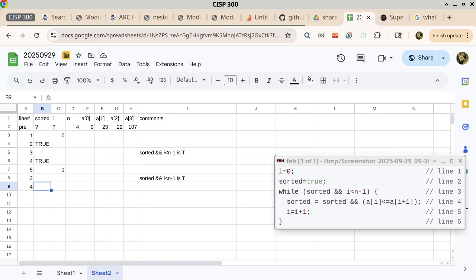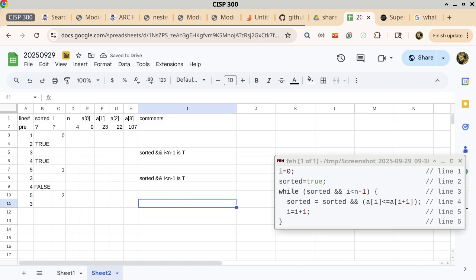So the key is really the right-hand side of this conjunction here. I is now 1, so we are comparing a bracket 1, which has a value of 23, against a bracket I plus 1, which is a bracket 2, which has a value of 22. 23 is less than or equal to 22 is false. So that means we have true and false. Looking up the truth table, that means the conjunction is false. So now we go, oh, okay, it is a false. We still go to line 5, because line 5 is right after line 4. We always go to line 5 after line 4. I gets incremented to 2, and now we go back to line 3.